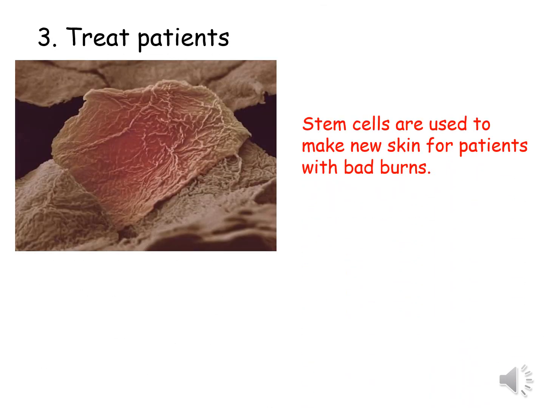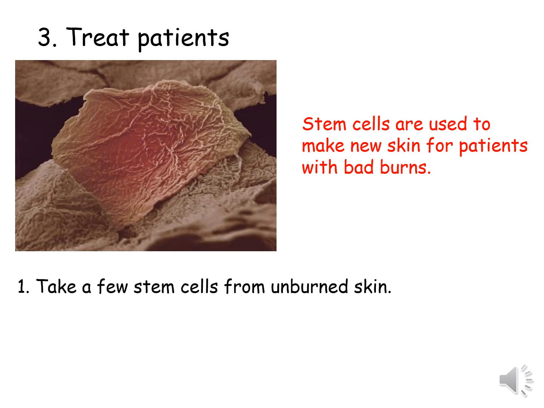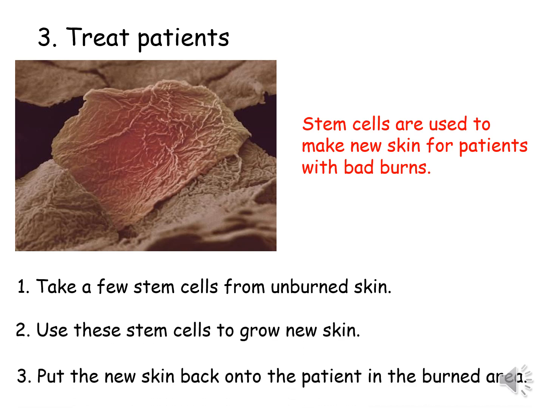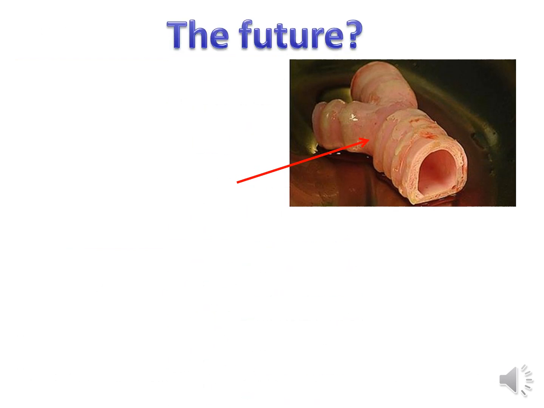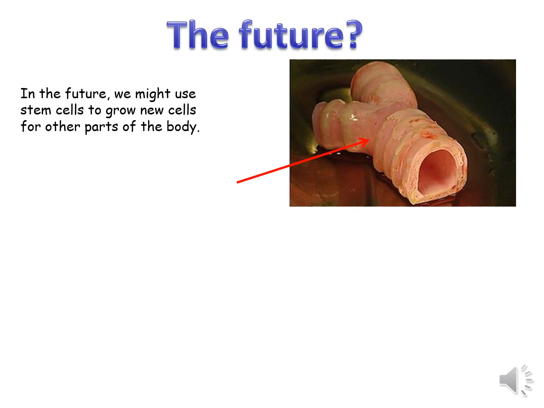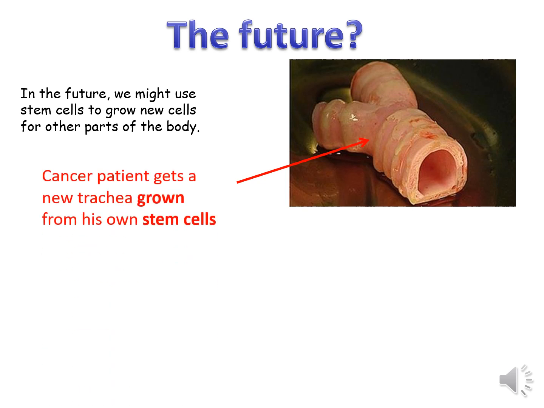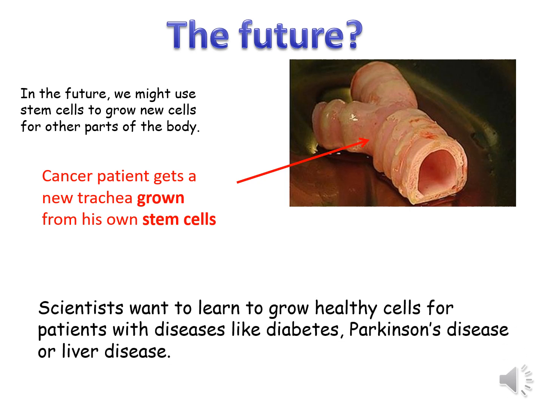And finally, treat patients. So stem cells are used to make new skin for patients with bad burns. So we have skin stem cells. So if you've suffered a bad burn, what if you use skin stem cells to replace the damage that was done to your skin? There's a lot of prospects for stem cells. The future might use stem cells to grow new cells in other parts of the body. Cancer patients gets a new trachea grown from his own stem cells, etc. There's massive potential, including treatments for diabetes and Parkinson's disease.